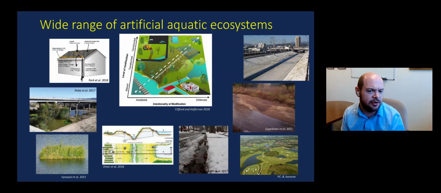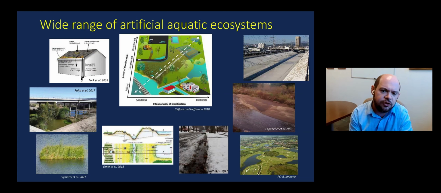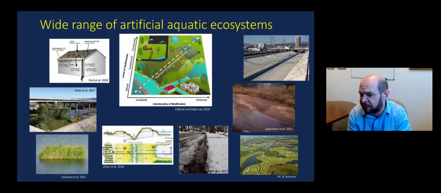If you're not familiar or haven't studied artificial aquatic ecosystems, I highly recommend checking out this review article by Chelsea Clifford and Jim Heffernan that was published in 2018, where they do a really great overview of all of the different types of artificial aquatic ecosystems that are prevalent on our landscapes. They span from accidental to deliberately created ecosystems, and those that are simply altered or completely constructed.